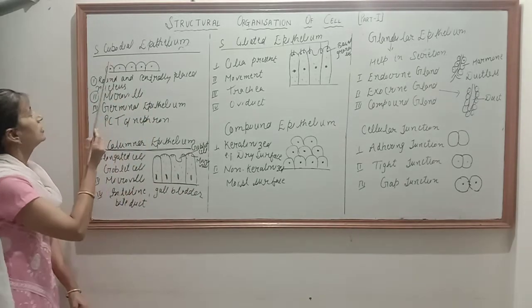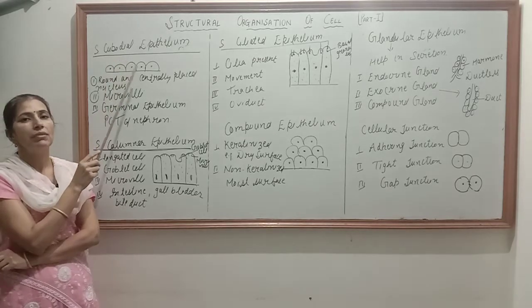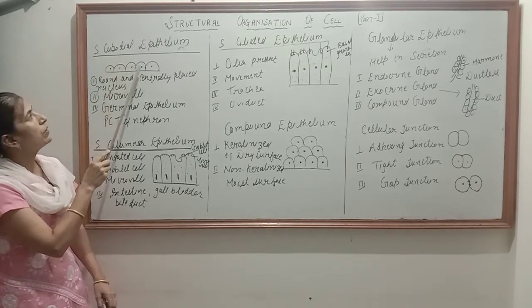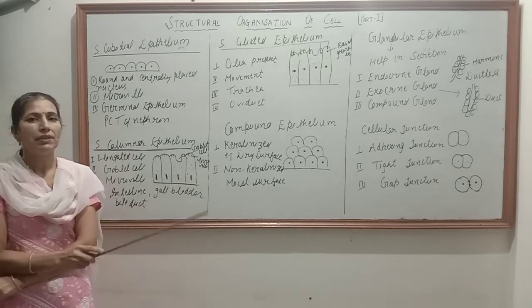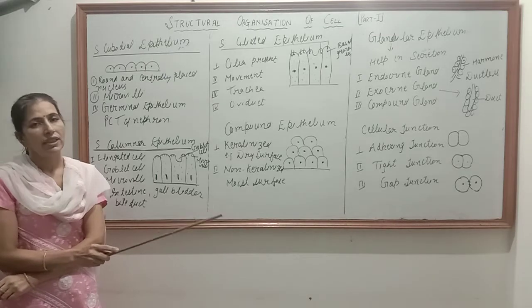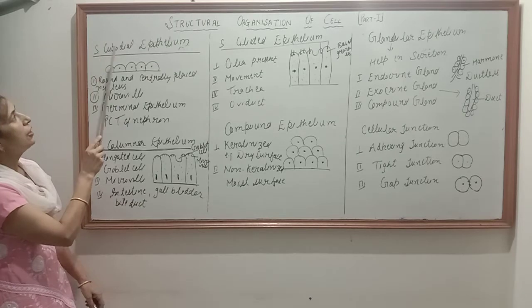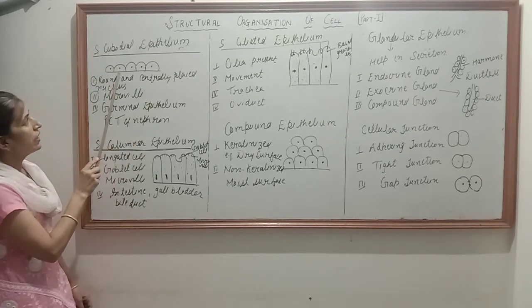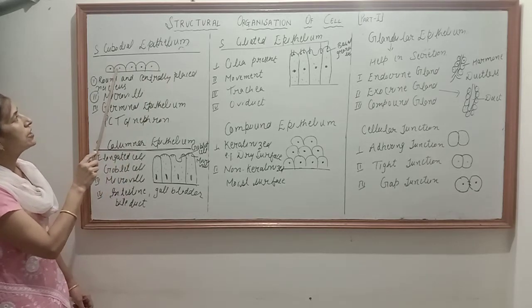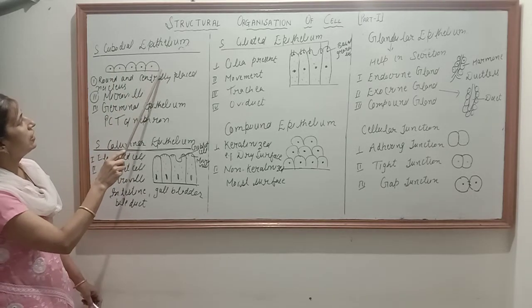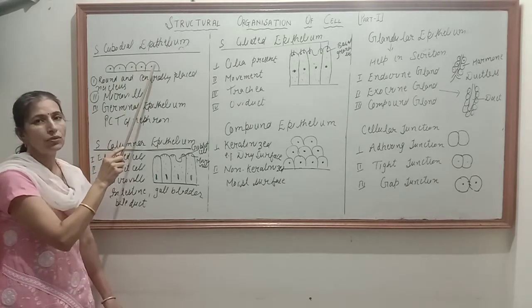Next is the simple cuboidal epithelium. As the name is cuboidal, its cells are cube-like and they are arranged in a single layer, because simple epithelium means cells arranged in a single layer. In the simple cuboidal epithelium, cube-like cells are arranged in a single layer. The nucleus is flattened and present in the center. Sometimes microvilli are present on these surfaces.